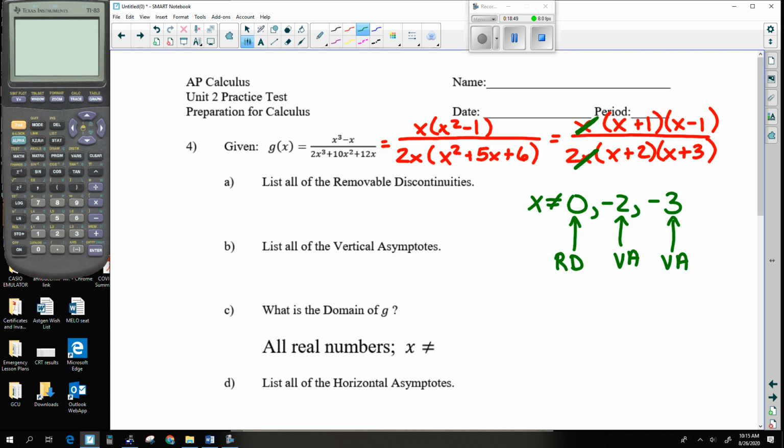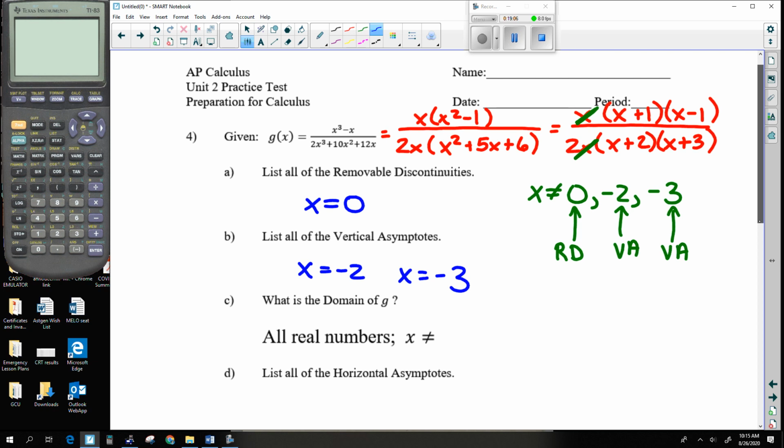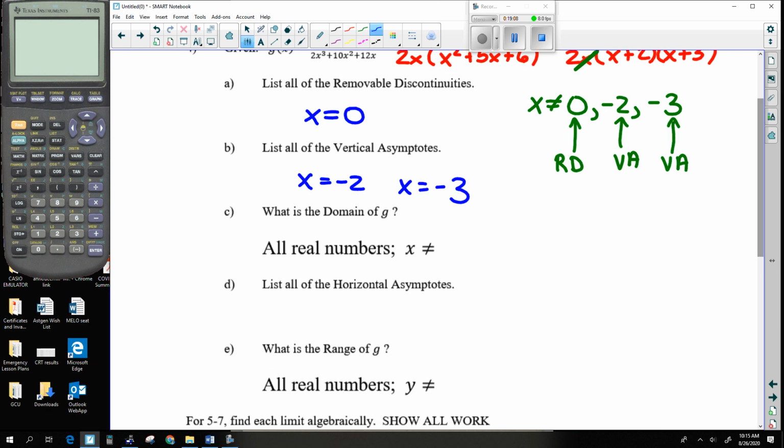Okay, question A: list all the removable discontinuities. x is equal to 0 is a removable discontinuity. List all the vertical asymptotes. That would be x is equal to negative 2 and x is equal to negative 3. Those are the vertical asymptotes. And then what is the domain of g? Well, it's all real numbers except for 0, negative 2, and negative 3. They're all off limits. That's it.